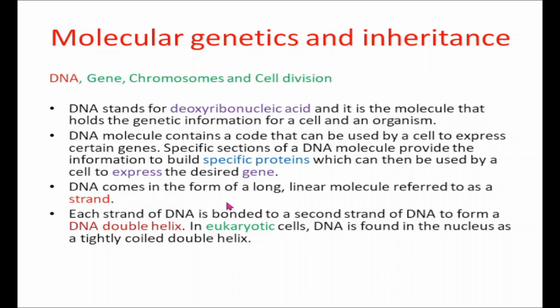DNA comes in the form of a long linear molecule referred to as a strand. Each strand of DNA is bonded to a second strand of DNA to form a DNA double helix. In eukaryotic cells, DNA is found in the nucleus as a tightly coiled double helix. We will see the DNA structure and the helical structure later.